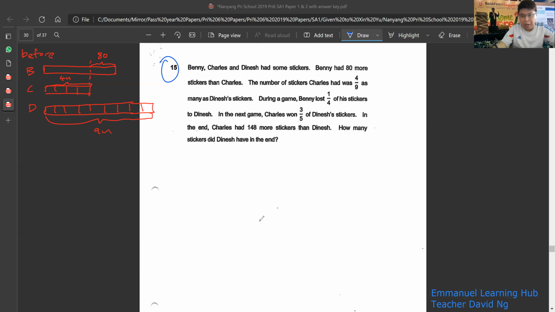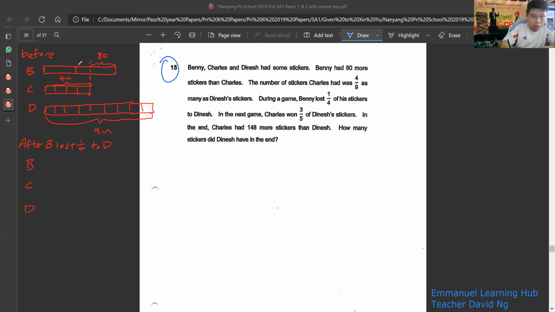Okay. This is before. Okay. Then after Benny lost 1/4 of his stickers, right? Yes. Okay. After Benny lost 1/4 to D. Okay, B lost 1/4, right?